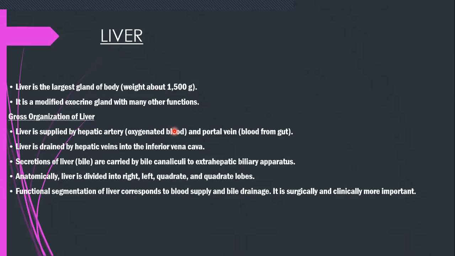It is first supplied by the hepatic artery, a branch from the common hepatic artery from the celiac trunk, and also by the portal vein, which is formed by the confluence of the splenic vein and the superior mesenteric vein, which drain most part of the gut. And the liver is drained by the hepatic veins into the inferior vena cava. Now, bile is usually carried by bile canaliculi to the extrahepatic biliary tree or the biliary apparatus.